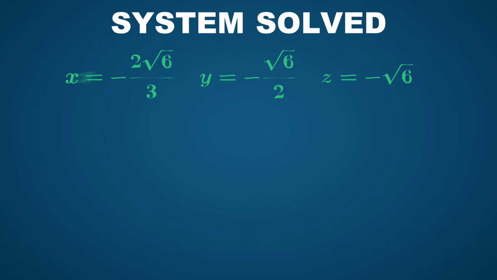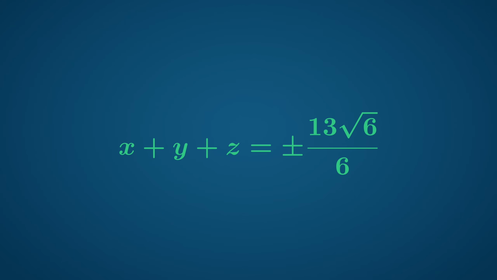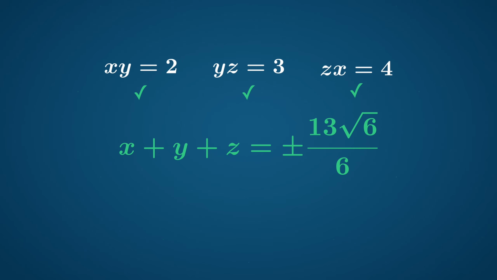We have fully solved the system of equations and found the required sums. The valid values are positive and negative 13 root 6 over 6. We have ensured that absolutely no mathematical errors were made here. It is satisfying to see the algebraic rules function so consistently. Every single equation in the given system is now completely balanced.